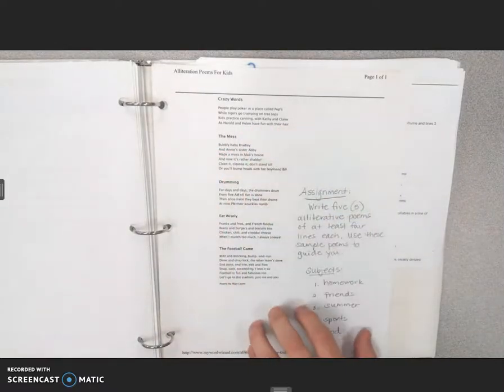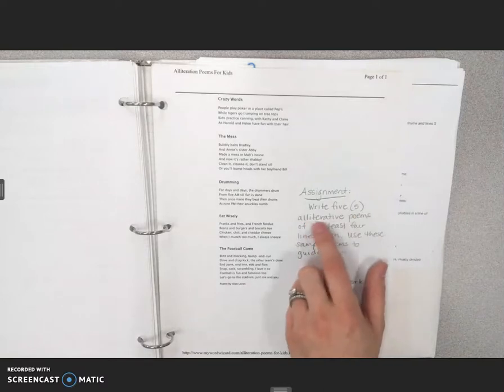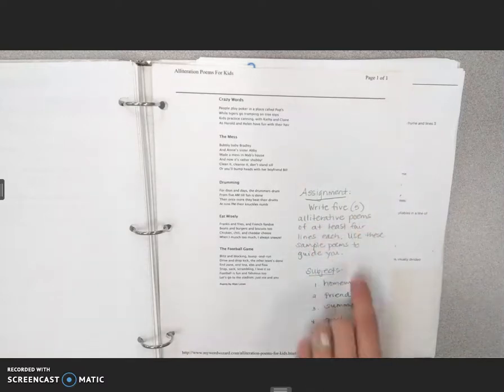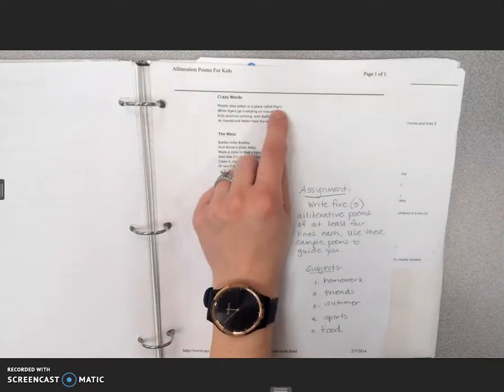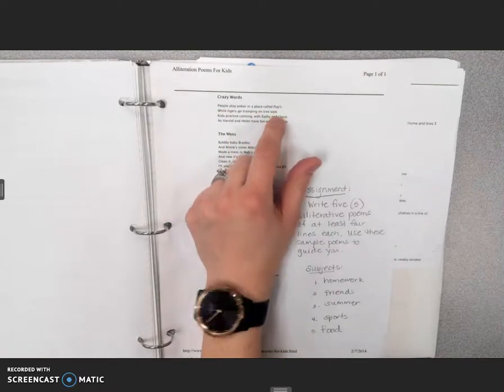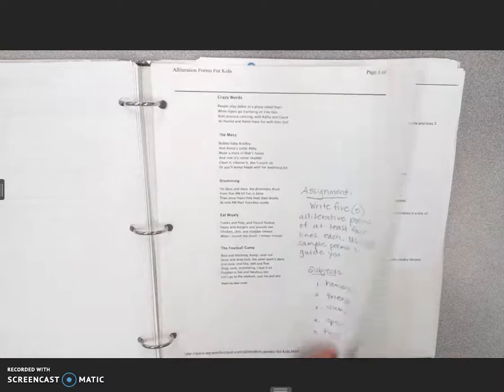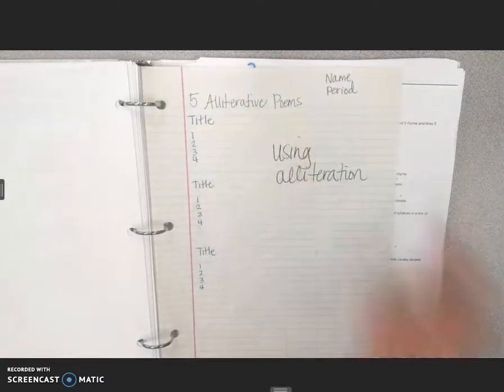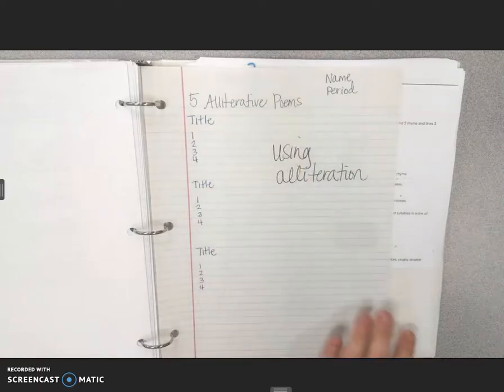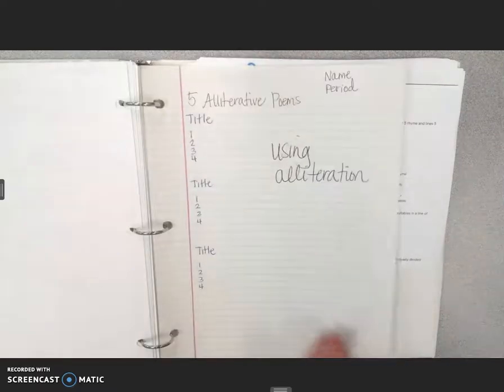This is what we actually have to create. You have to create 5 alliterative poems with at least 4 lines. So each line is an alliteration, and if you can make it rhyme, that's even better. These are just better when they rhyme. So here's what is due tomorrow, your 5 alliterative poems. Rough draft, so on binder paper.